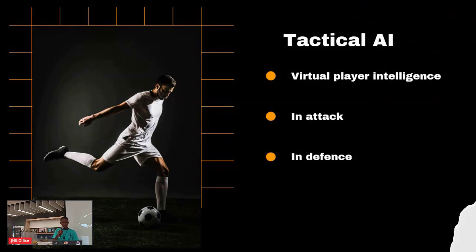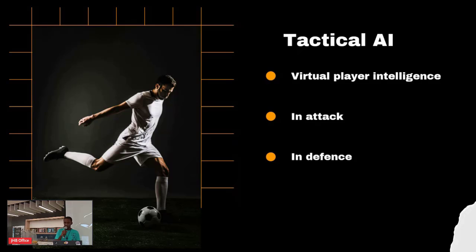So speaking about a bit of gameplay, HyperMotion Technology introduces the tactical AI. HyperMotion Technology improves the overall intelligence of the virtual players, both in attack and in defense. Players demonstrate sophisticated decision making, adapting their strategies based on the movements of their teammates and also opponents. So in attack, HyperMotion technology provides the ability to make up to 6 times more decisions per second, which gives the attackers more awareness of their surroundings.